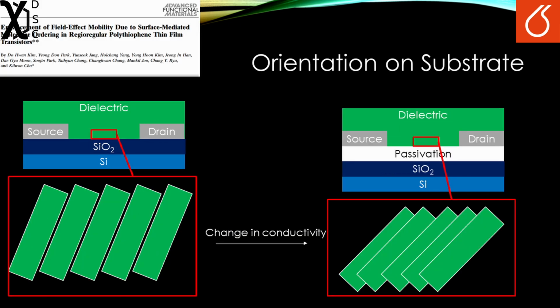Additionally, orientation of molecules can change with passivation. The orientation of molecules can dramatically affect their conductivity. It has been observed in the literature that depositing onto OTS, for example P3HT, dramatically changes the orientation of the deposited compound at the interface. This dramatically changes the conductivity.